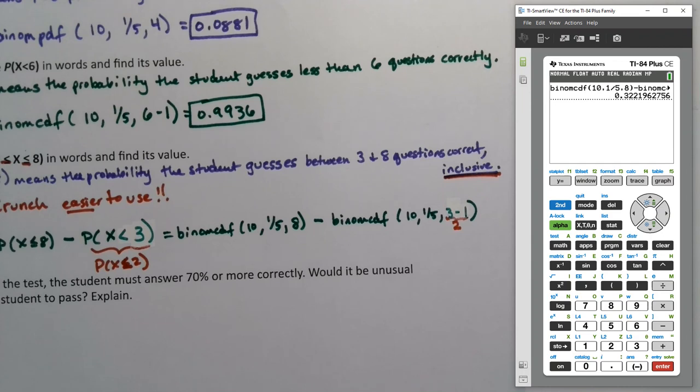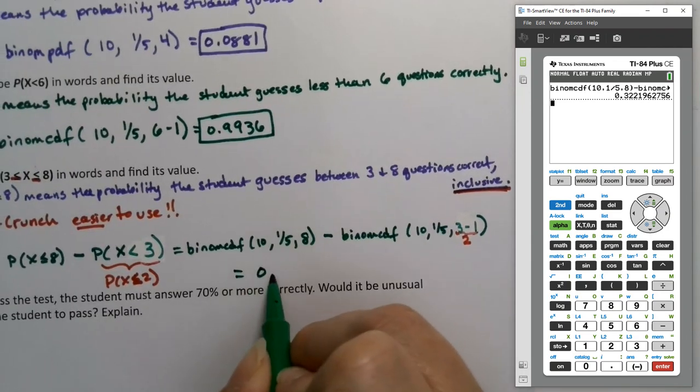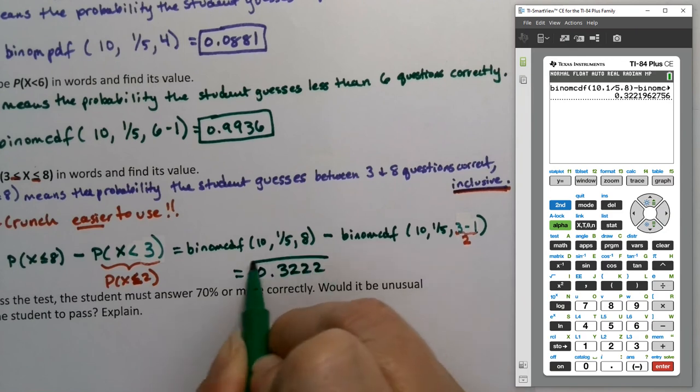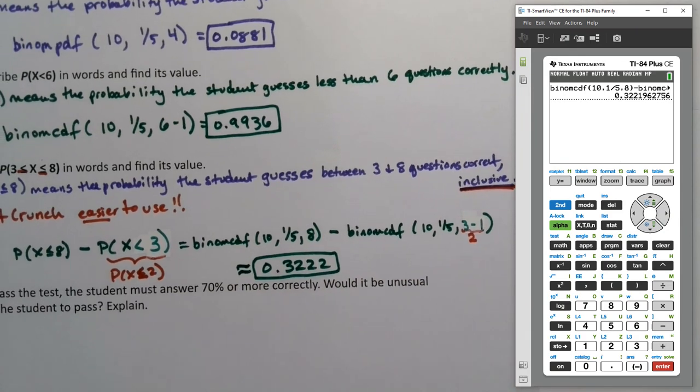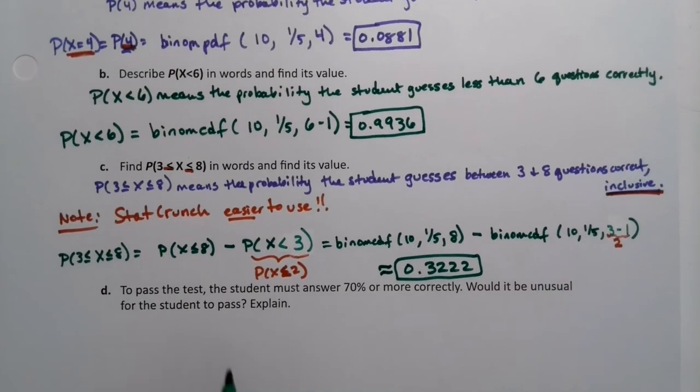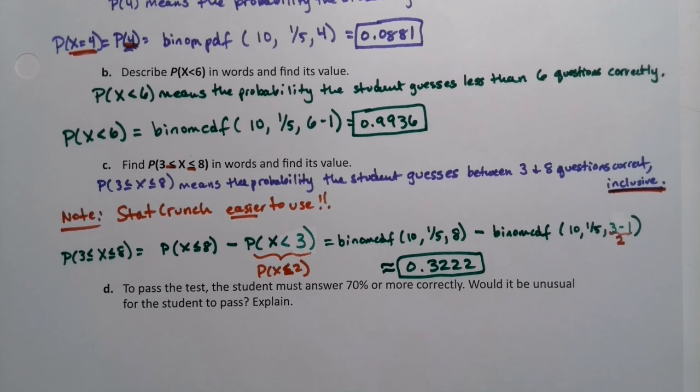So there you have it. So this is 0.3222. I don't actually care what either one of the probabilities is. What I care is that I can find the probability between. And StatCrunch is way easier on this problem.